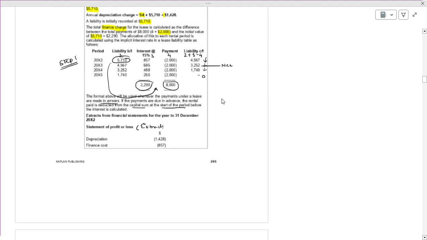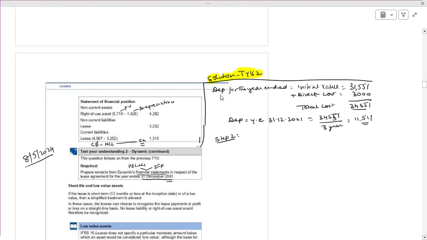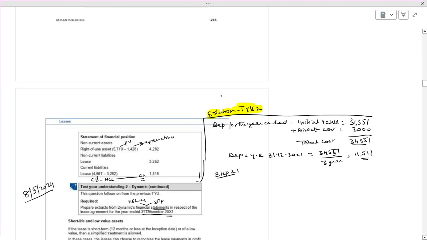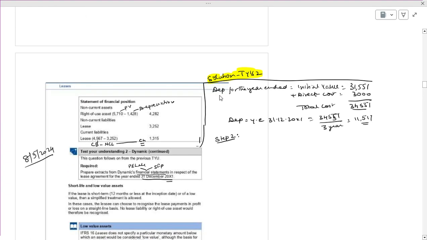Now where are we? We have done the first step. Actually we have to calculate the initial value, then the depreciation, and we have calculated the depreciation. Now what we have to do is take into consideration what the payments are, how the lease payments have been made.